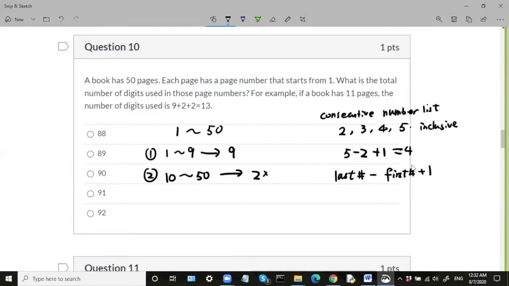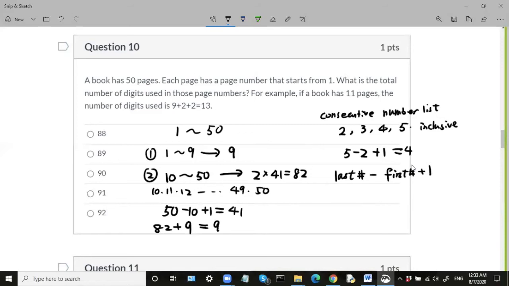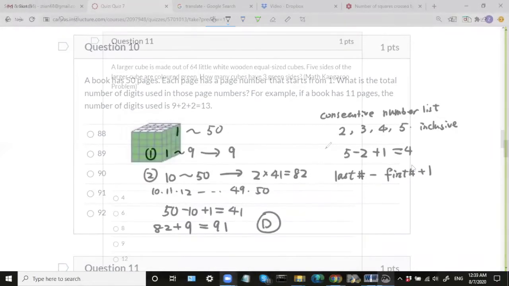Here we have a number list: 10, 11, 12, until 49 and 50. How many numbers are in this list? 50 minus 10 plus 1 is 41. We have 2 digits on each page and 41 pages, so that's 82. Then we add 1 and 2, so 82 plus 9. The total digits used in those page numbers is 91, which is D.